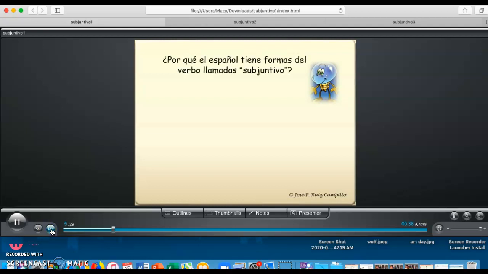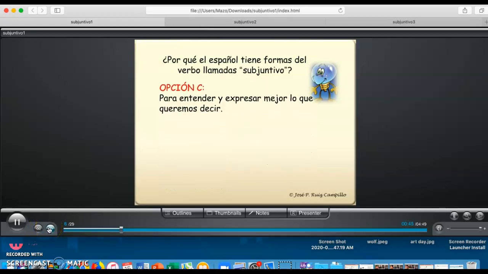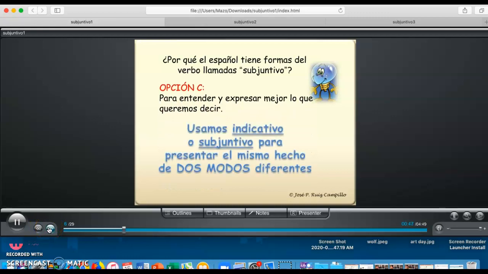So, ¿por qué el español tiene formas del verbo llamado subjuntivo? ¿Por qué? What's the rationale? Why one more thing? What's the point of it? Is basically it's not to bother students. That was option A. It's not because teachers just want to teach one more thing. That was option B. It's actually opción C, para entender y expresar mejor lo que queremos decir.